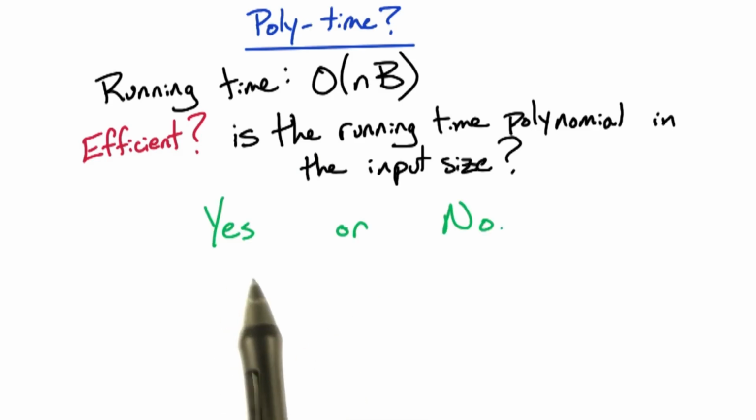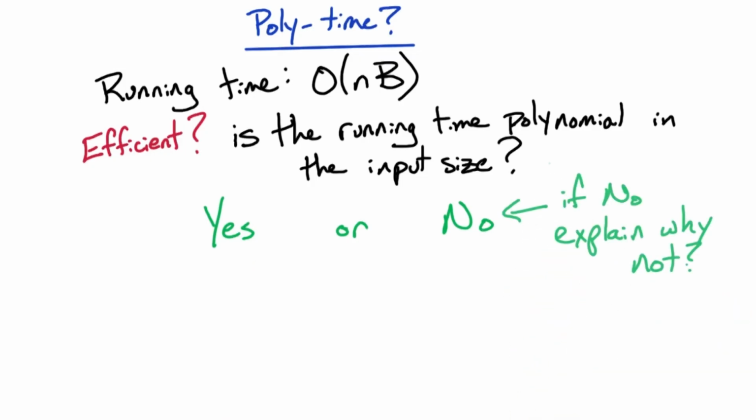So I'd like you to answer yes or no. Is the running time of our algorithm we just described polynomial in the input size? And if it's no, I want you to detail exactly why it is not polynomial in the input size, and detail what exactly it would mean to be polynomial in the input size. What would be the requirement on the running time for it to be polynomial in the input size?